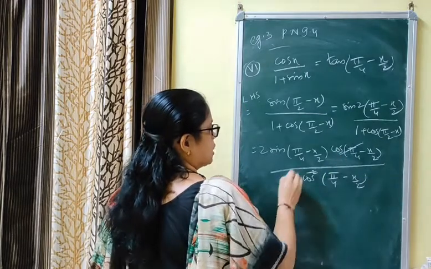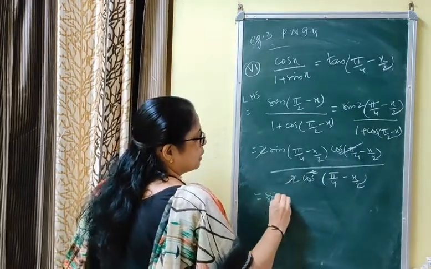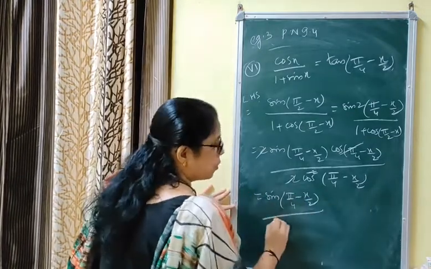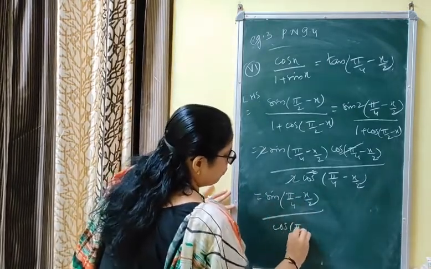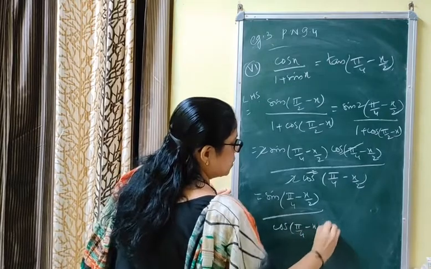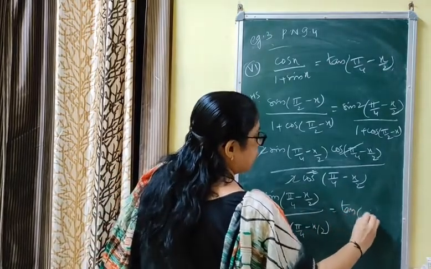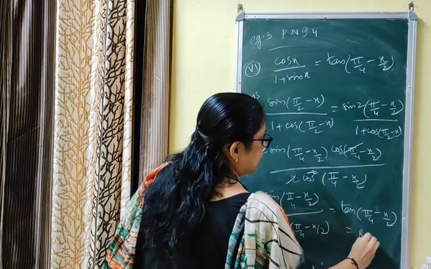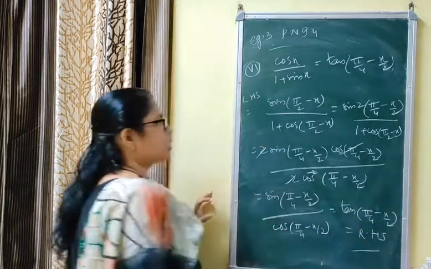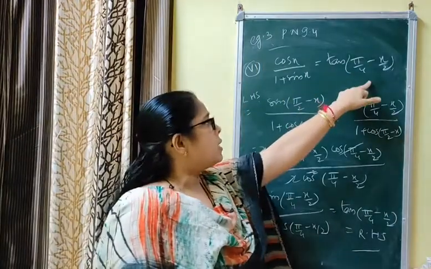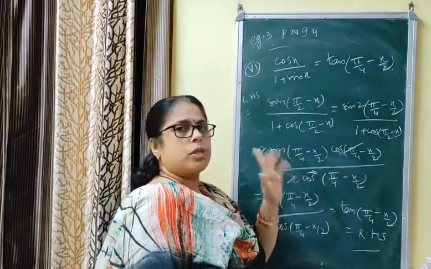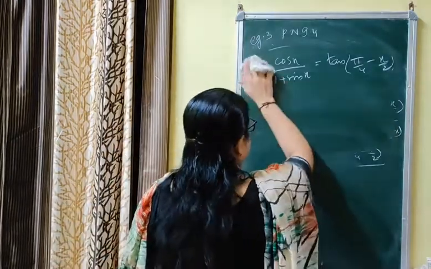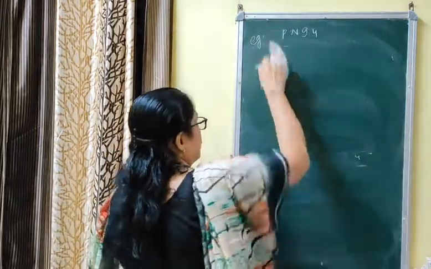1 cos is getting cancelled, 2 is getting cancelled. You are getting sin pi by 4 minus x by 2 upon cos pi by 4 minus x by 2. That is equal to tan pi by 4 minus x by 2. That is what you were asked to prove, that is RHS. That means in this type of question you have to keep in mind which angle you need to bring, and accordingly change the given ratio and use the required formula. This much is question example 3 of page number 9.4.